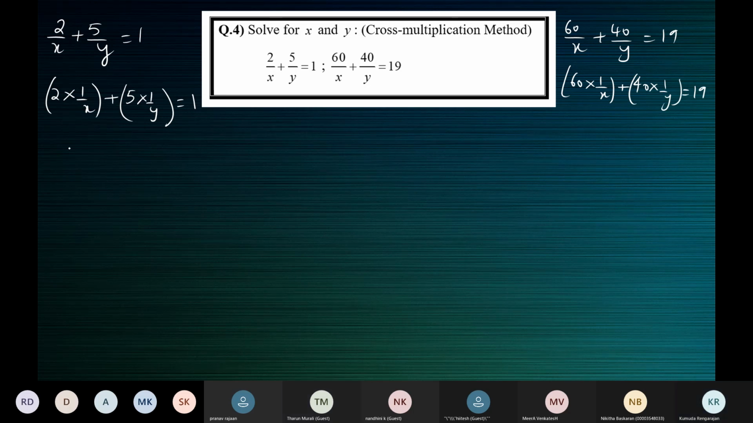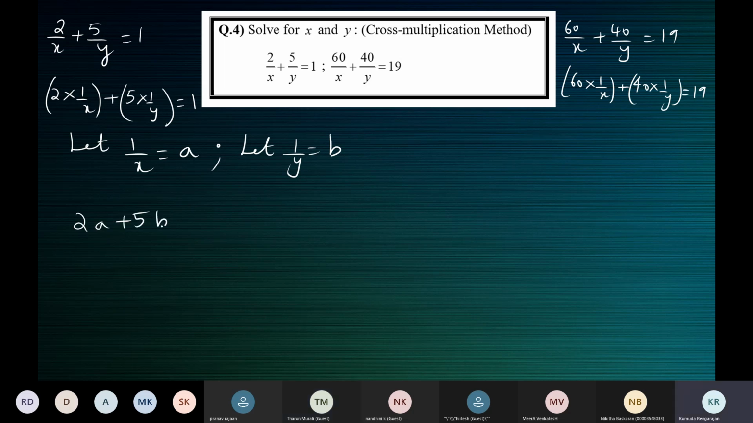So what will you say? Let 1 by x be a. You can use m and n also, any two variables, not x and y. Let 1 by x be a and let 1 by y be b. Now rewrite the two equations using a and b. So what will you get? 2a plus 5b is equal to 1.